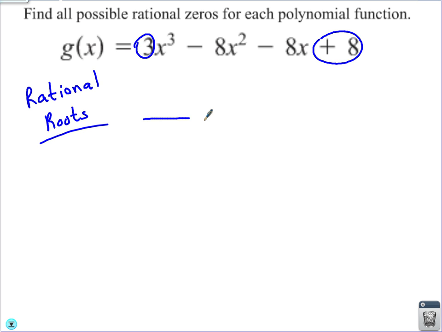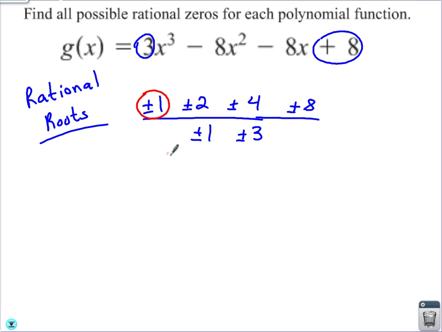The factors of 8 are positive, negative 1, positive, negative 2, positive, negative 4, and positive and negative 8. That's just a list of all the factors of 8. Over all the factors of 3, which is simply positive, negative 1, or positive, negative 3. The combination of all of those factors are all of your possible rational zeros, the possible rational roots. Let's start with 1 over 1. 1 over 1 is 1. We're going through all the possible combinations of these.